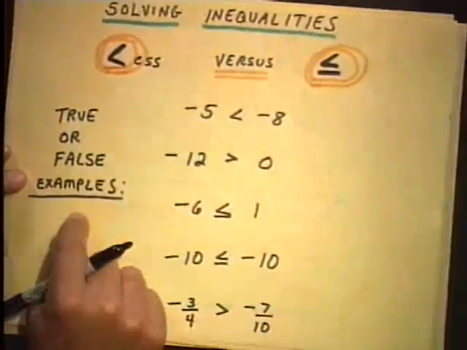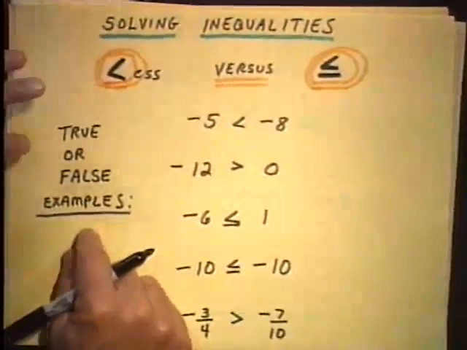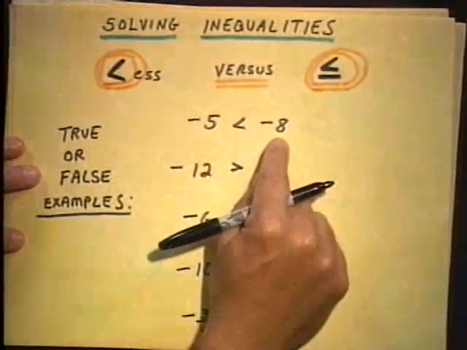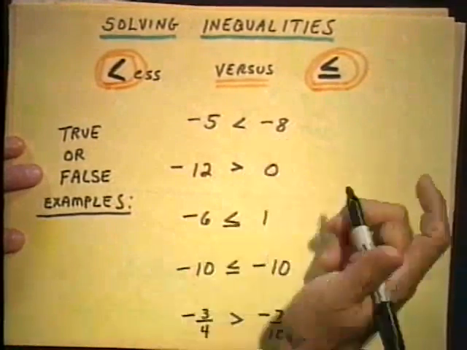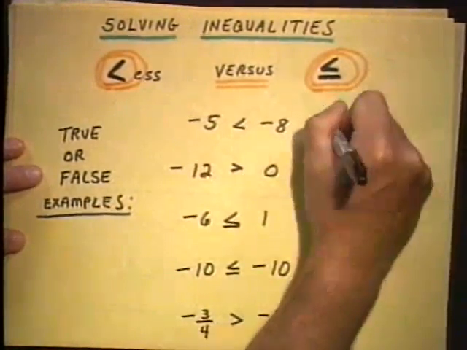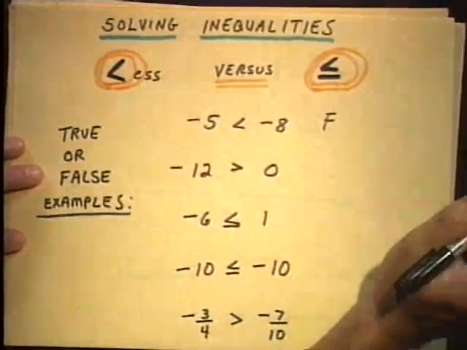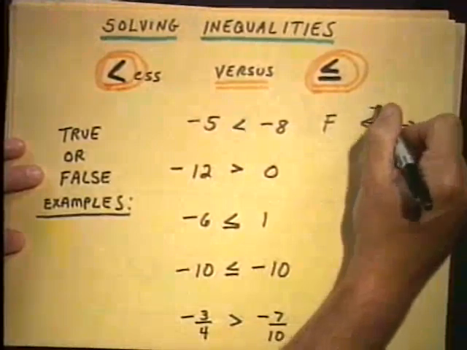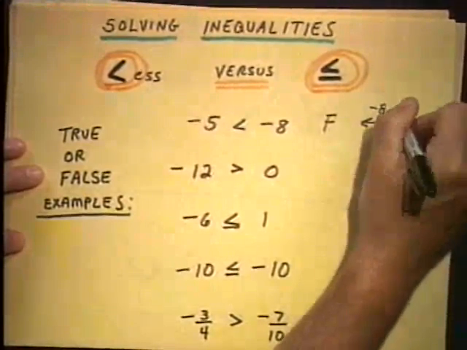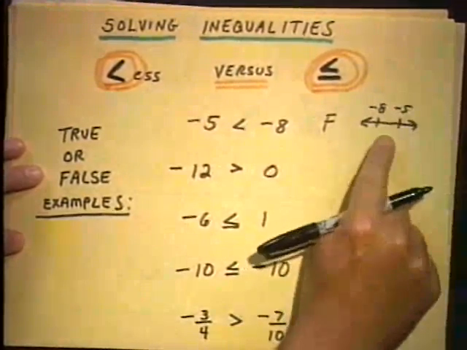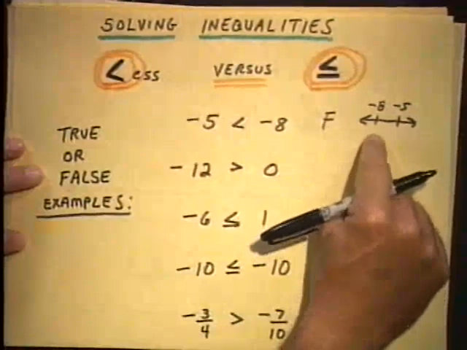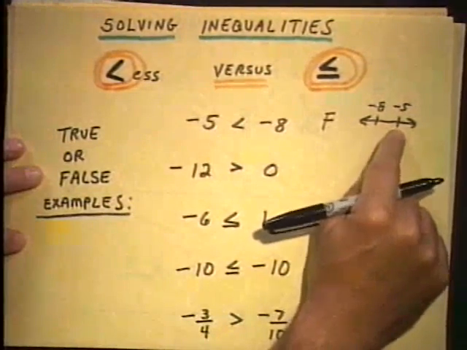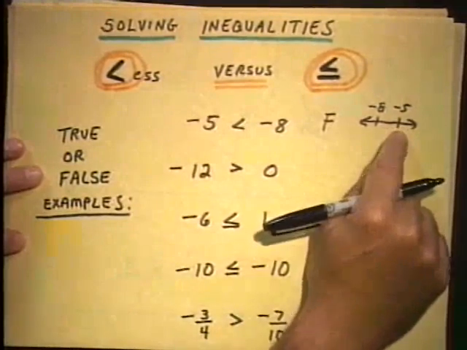True or false examples. All right, so let's take -5 is less than -8. True or false? All right, now that one would be false. Because remember on our number line here, if we were going to make a number line, that -8 would be to the left of -5. And whatever's to the left is always smaller on a number line than whatever's to the right. All right, so you always want to remember that.